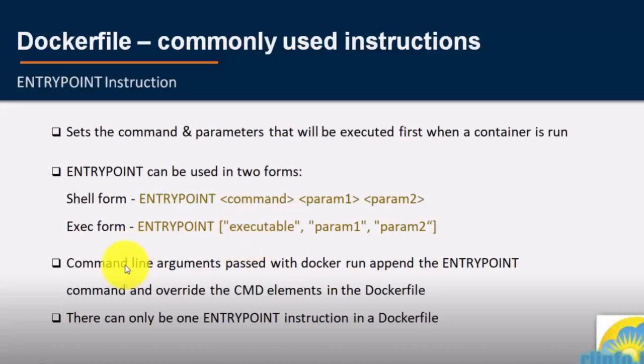If you would like your container to run the same executable every time, then you should consider using entry point in combination with CMD. Command line arguments passed with Docker run append the entry point command and override the CMD elements in the Docker file. Just like CMD, there can only be one entry point instruction in the Docker file. If you list more than one entry point, then only the last one will take effect. We can override the entry point instruction using the docker run --entrypoint flag.